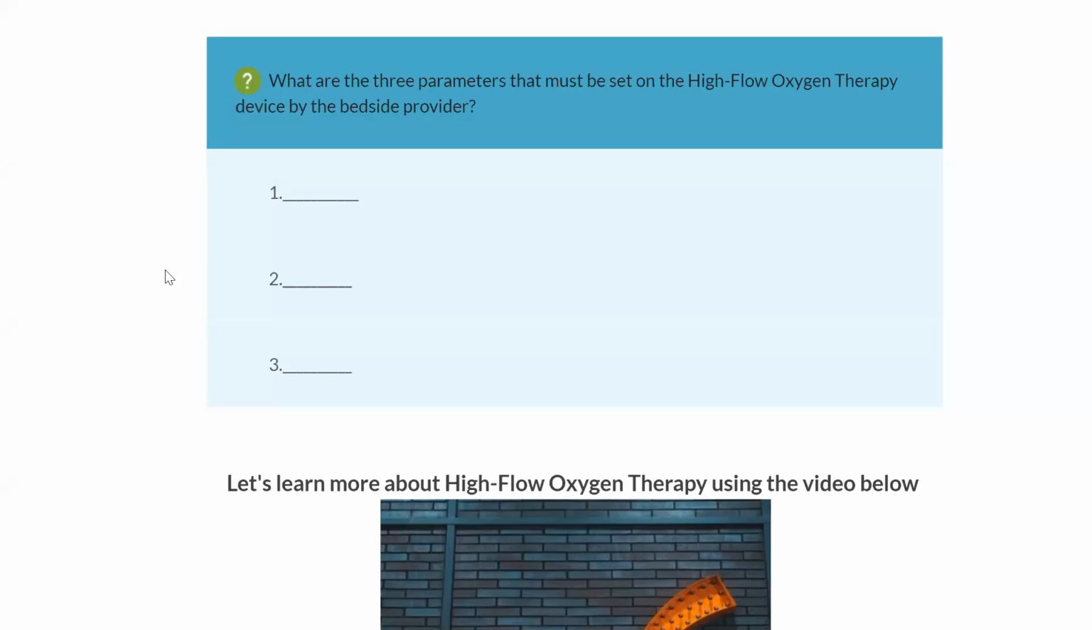I don't know if the question is clear. So what are the three parameters that must be set on a high flow oxygen therapy device by the healthcare provider? So the respiratory rate, yeah, that's one. What else? Rate is the flow rate, and if I want to, what else?